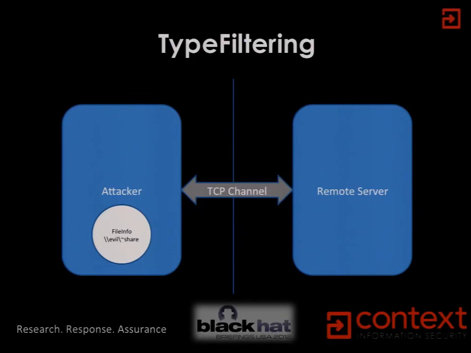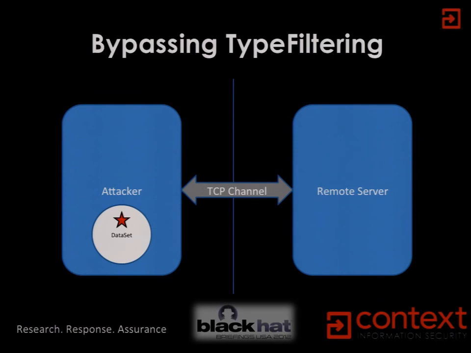So it implements type filtering. So when I try and send my dodgy FileInfo class across the link, the remote server just says no. It doesn't match up with a set of rules it has in the framework which says these are valid objects to be deserialized. So we need a way of bypassing this.